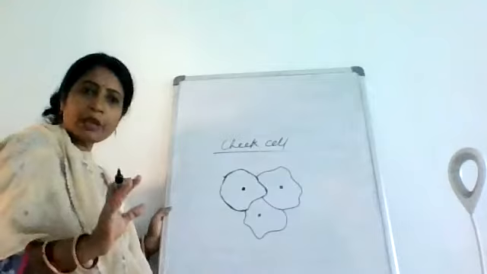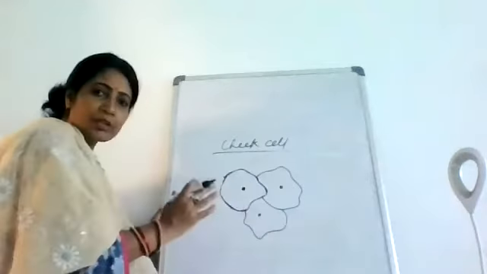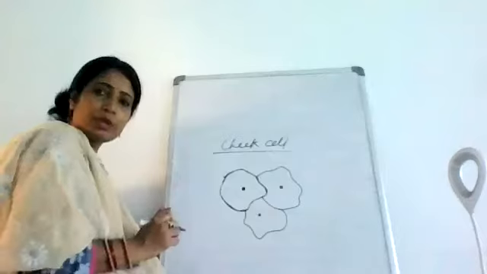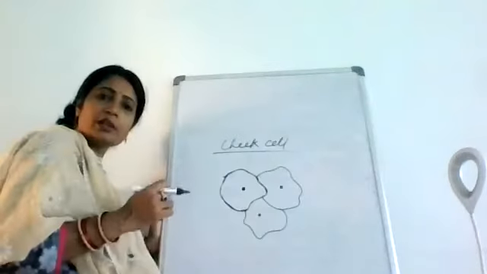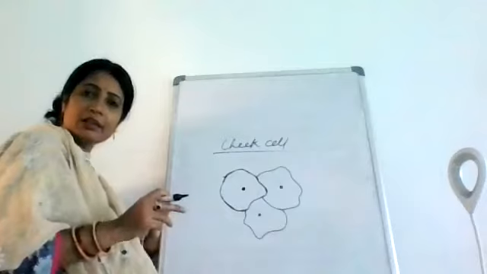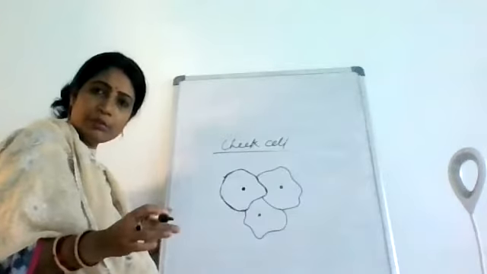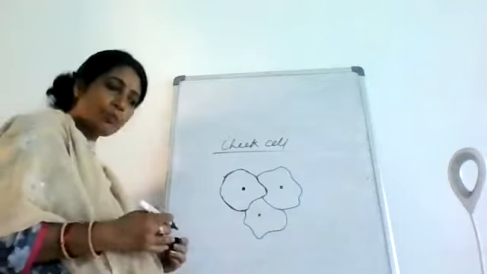What is its position in the cell? What is present in the whole cell? The fluid that is present, what is it? Cytoplasm. And where is it present? Outside the cell or inside the cell? Inside the cell, both in the plant cell as well as in the animal cell.